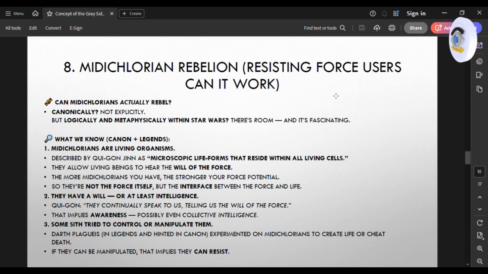Okay, now the most interesting part, something that isn't part of the canon yet: what happens if the midi-chlorians develop some sort of hive mind and start rebelling against the Force user, knowing that they misuse the Force and can't maintain balance and a healthy relationship? So that begs the question: are they aware enough for that to happen?